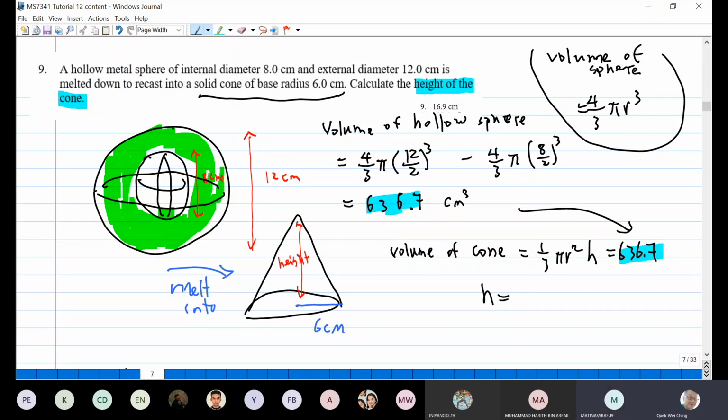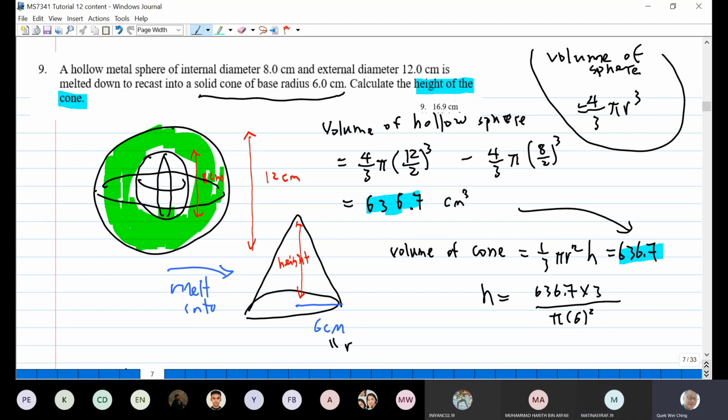rearrange them, is 636.7 times 3 over pi r squared, where r is 6 now. Okay, r equals 6 here. So I can find the height of the cone by using this.